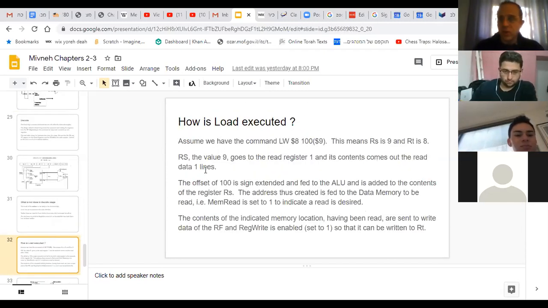So how is the load executed? Assume we have the command load word 8, 0(9). Did we discuss this last time? Maybe we started to discuss it. Okay. Suppose we have that. This means that RS is 9 and RT is 8. We did discuss this.